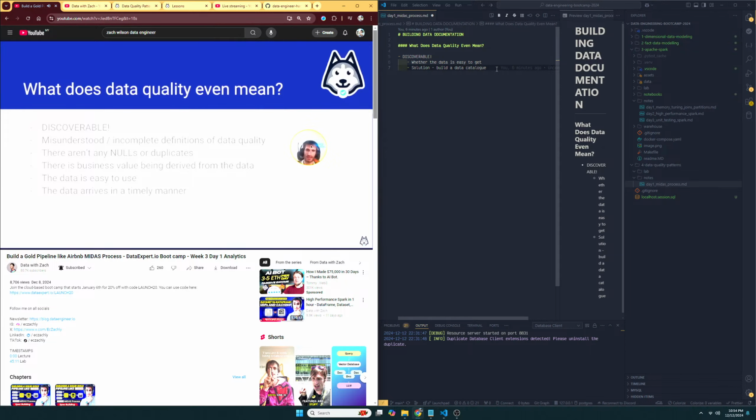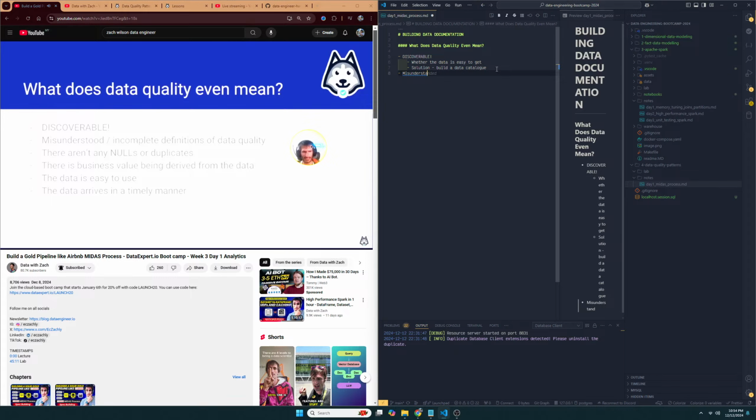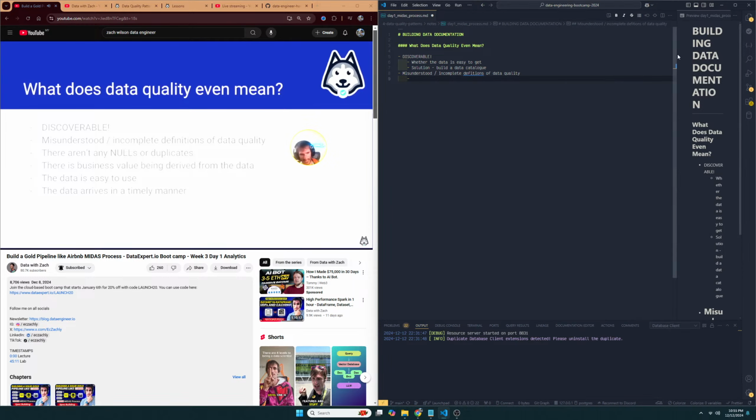You also have misunderstood and incomplete definitions of data quality. I just want to give a quick example. I don't know if y'all remember Zillow. They thought they had this perfect machine learning model that was going to predict the housing market and everything that was going to happen. Then they bought a bunch of real estate, and they lost like $100 million or something like that. They lost some weird sum of money because they were so confident in the data that they were creating.